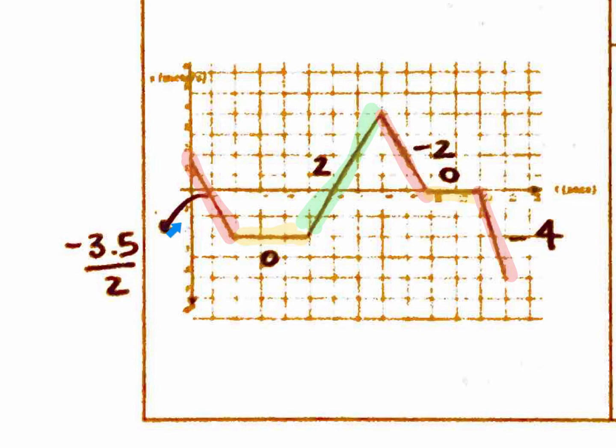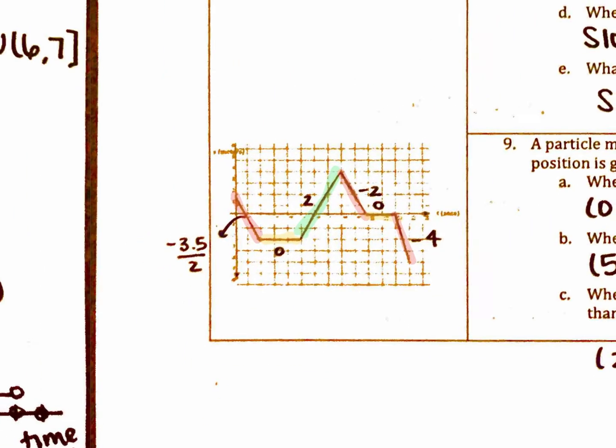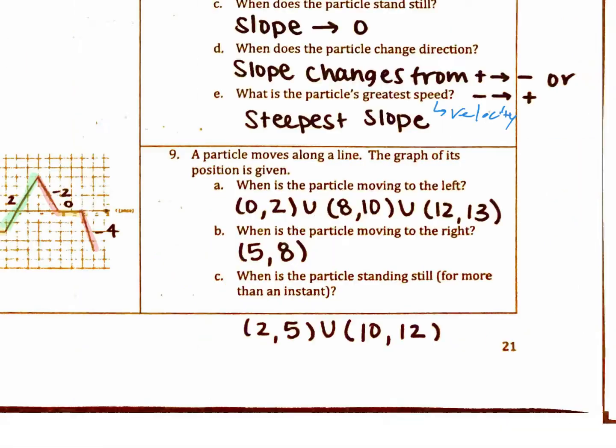You'll notice these little numbers attached to each one. These are the slopes of the lines at those moments. So slope of 0, slope of 2, -2, 0, -4, so on and so forth. I've color-coded this as well, so anything that's red, that means we're moving backwards. Anything that's green, we're moving forward. Yellow, standing still. So let's see what questions are being asked.